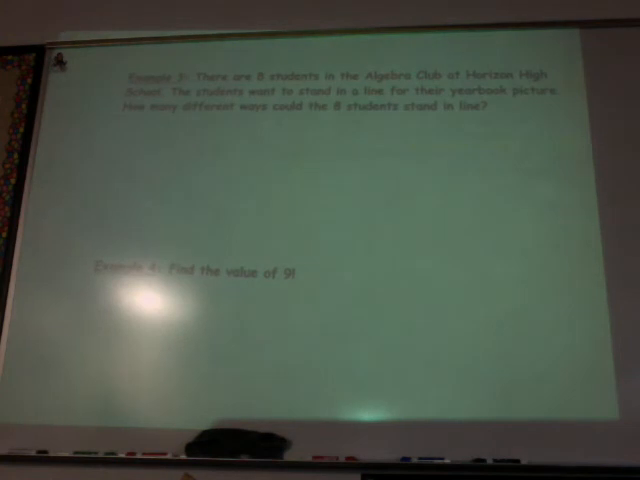All right, so example 3. There are 8 students in the algebra club at Horizon High School. Because it's such a popular club, there's only 8 of them in there. The students want to stand in line for their yearbook picture, and because they're in the math club, they need to figure out before they actually stand in line how many different possible ways the 8 students could stand in line. Hey, because they're math students.